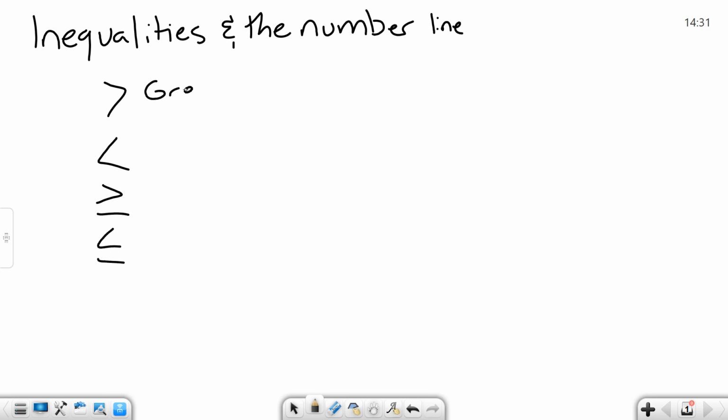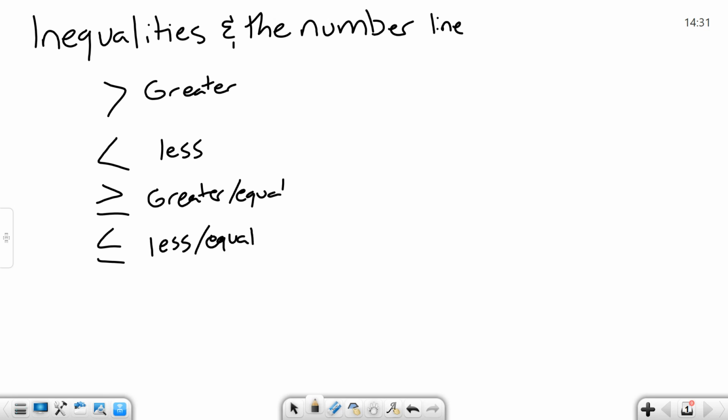Greater than, less than, greater or equal to, and less than or equal to. And in the previous video, we talked about the number line.